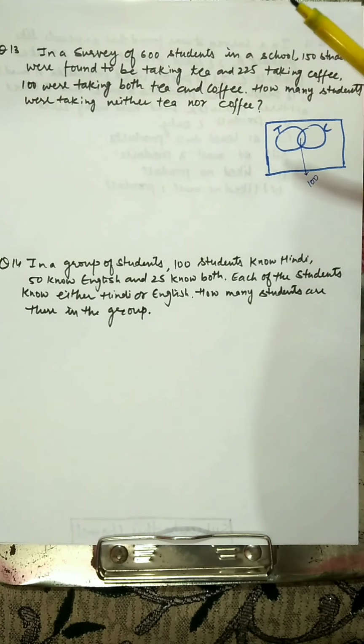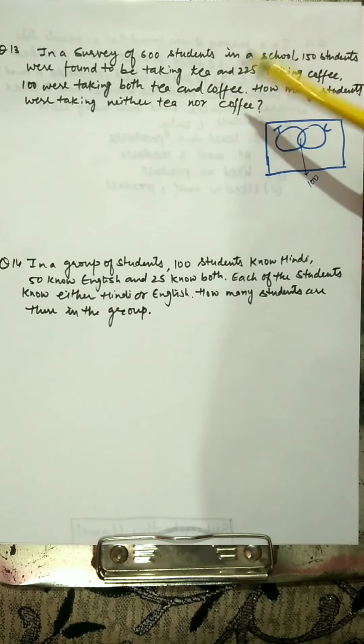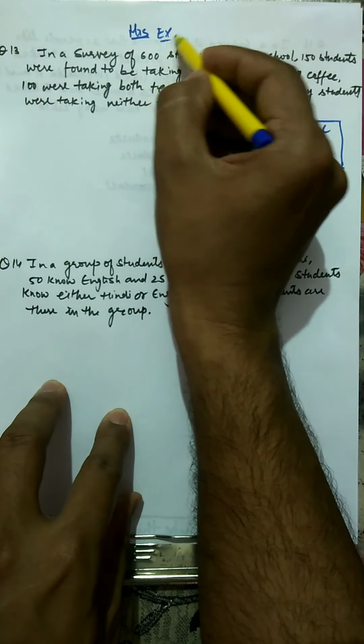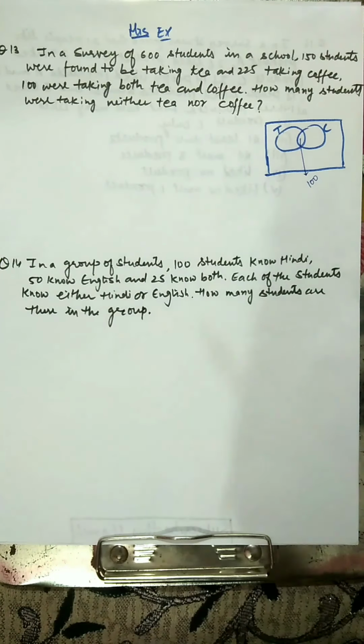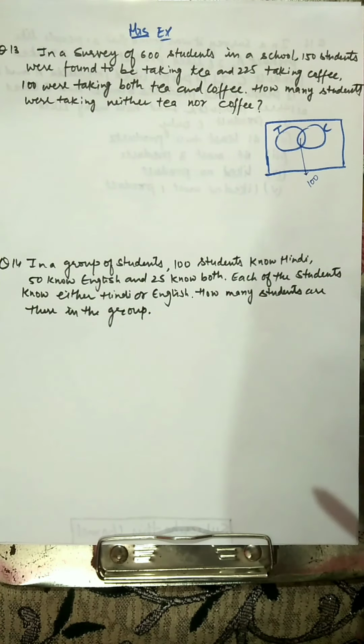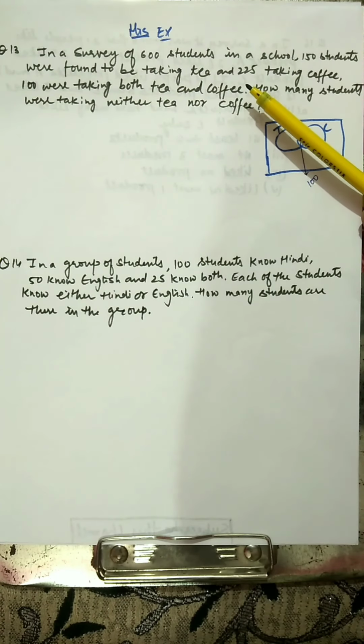Now let's discuss question number 13 from the miscellaneous exercise. In a survey of 600 students in a school, out of 600, 150 students were found to be taking tea, 225 taking coffee, and 100 were taking both tea and coffee. So in this question, you see it's not given to us.